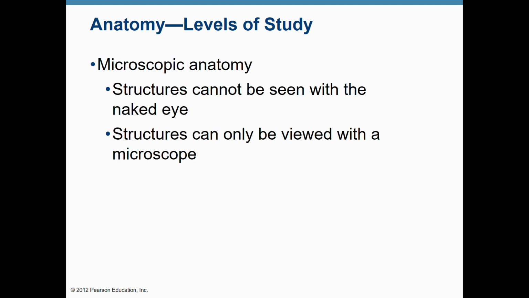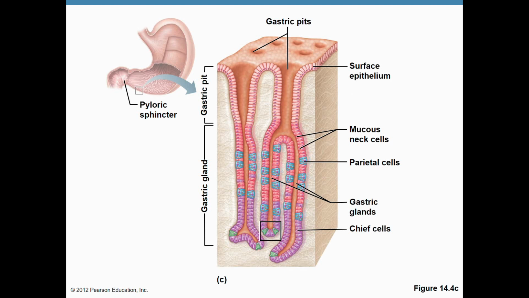Then next we have microscopic anatomy. This is the study wherein structures cannot be seen with our naked eye, and can only be viewed with an instrument called the microscope. An example of this is the study of our digestive system. Inside our stomach are tiny structures that release chemicals that aid in the breaking down of food. And also in our intestine, particularly the small intestine, there are structures that help in the absorption and digestion of the food materials in the body.